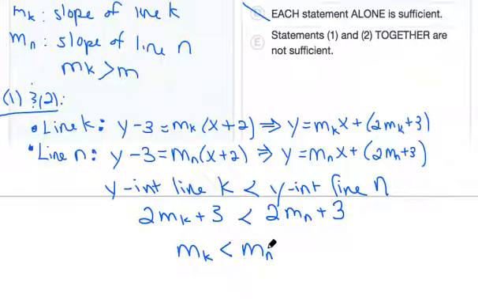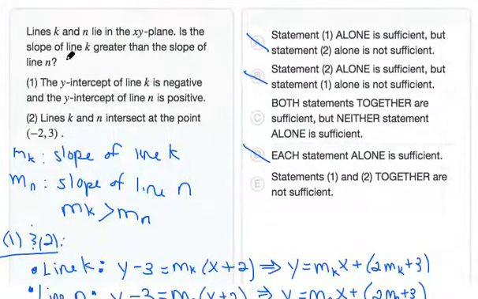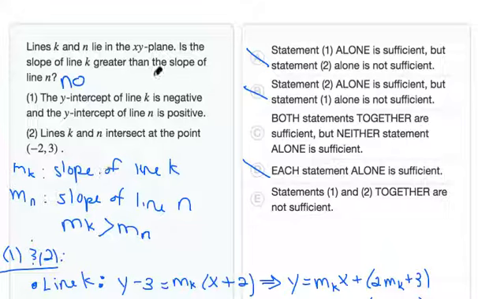We were after whether we could answer the question: is mk greater than mn? In this case, it's actually the opposite. So we can answer that mk is not greater than mn. If we scroll back up to read the question again, is the slope of line k greater than the slope of line n? The answer with both statements would be no. And even though the answer is no, we were able to find a definitive answer. So that means that they are sufficient together.